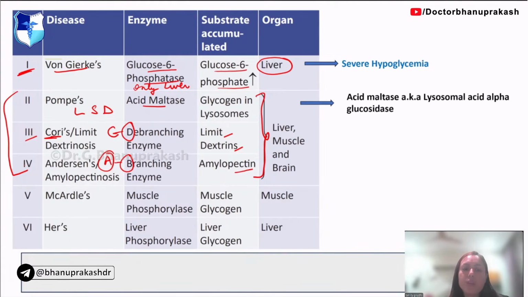Now, in Pompe's, you should learn the name of enzyme, acid maltase. Another name is lysosomal acid alpha glucosidase. Recently, a question was asked on Pompe's and this other name was written in the option.